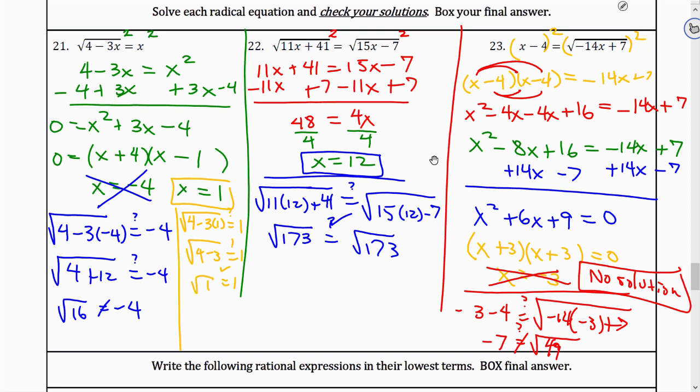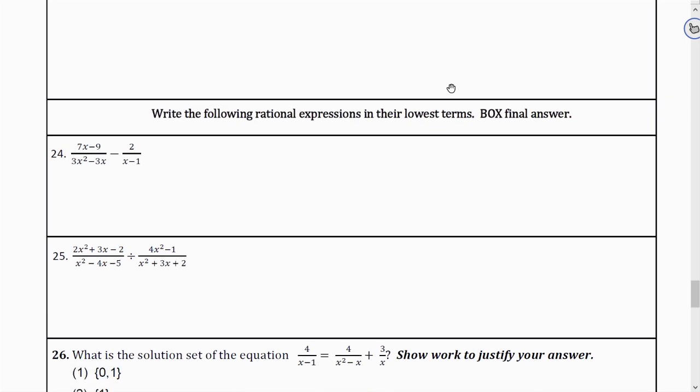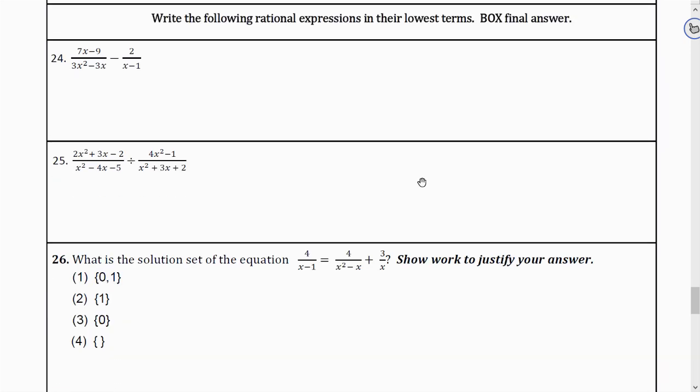Okay? So again, you just solve for a square root, get that by itself, and then you square both sides, and then use some algebra and check at the end. Okay. Write the following rational expressions in their lowest terms and box your final answer.